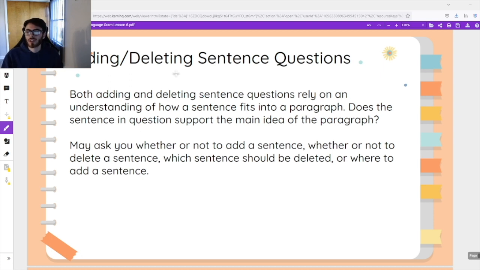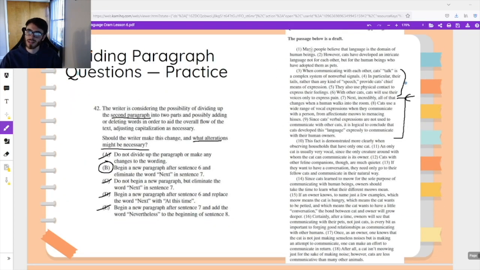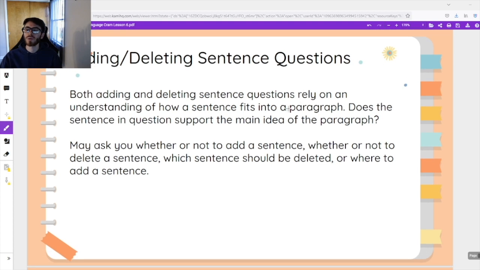Both of them rely on an understanding of how a sentence fits into a paragraph, though. And it's some ideas we've already talked about. Does the sentence support the main idea of the paragraph? The same way we wanted to make sure that we're talking about the same idea with dividing paragraph questions, we want to make sure all the sentences in a paragraph support the main point or the claim of that paragraph.